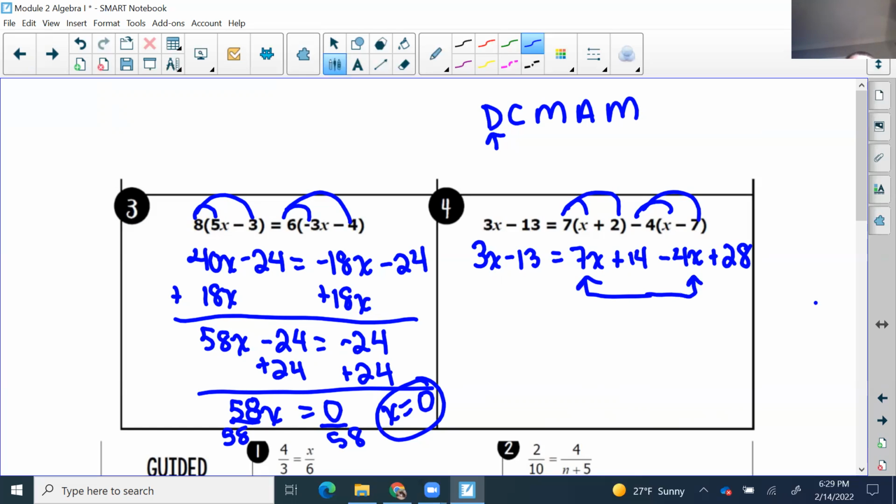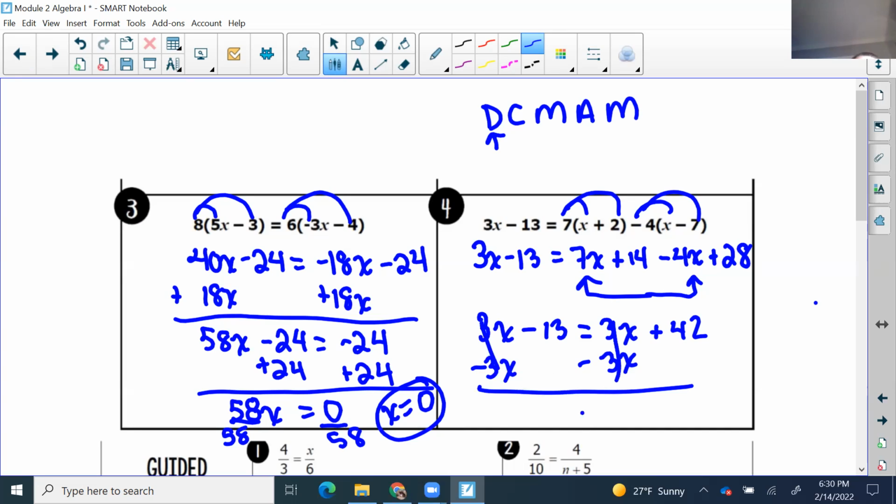So I've got 3x minus 13 is equal to 3x, and I've got 28 plus 14. And that's 42. So I'm going to subtract 3x from both sides of the equation. And I end up getting negative 13 is equal to 42. Now that can never happen. So that leaves me with no solution.